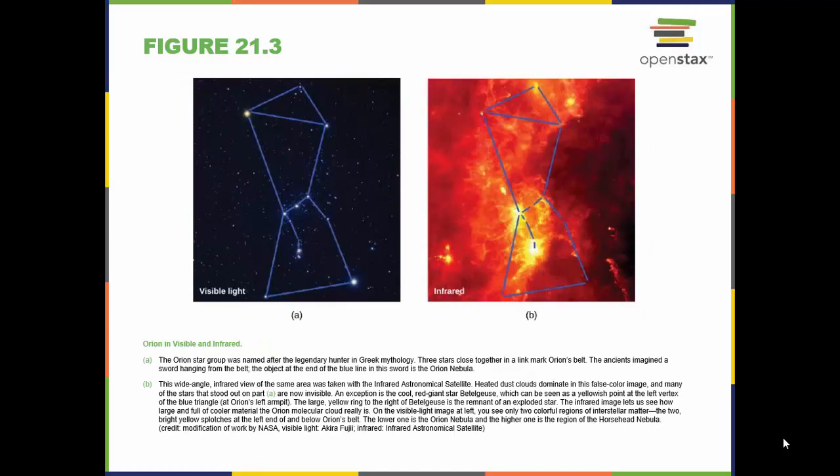So you're probably becoming very familiar with this picture. Here we see the Orion star group, which was named after the legendary hunter in Greek mythology. The three stars linked together are Orion's belt, and below them is the image of a sword hanging from Orion's belt. And the object at the end of the blue lines in the sword is the Orion Nebula.